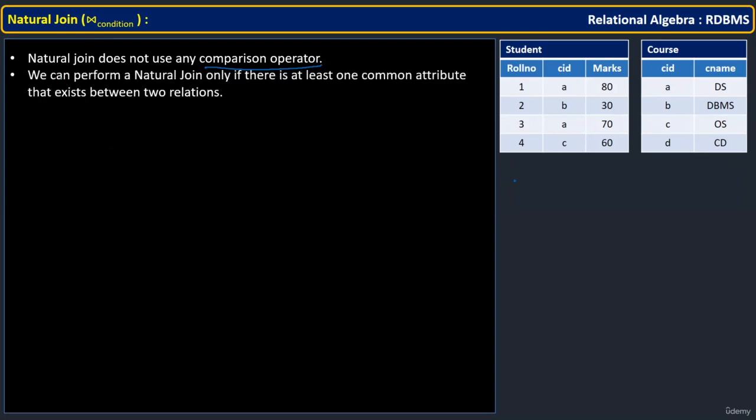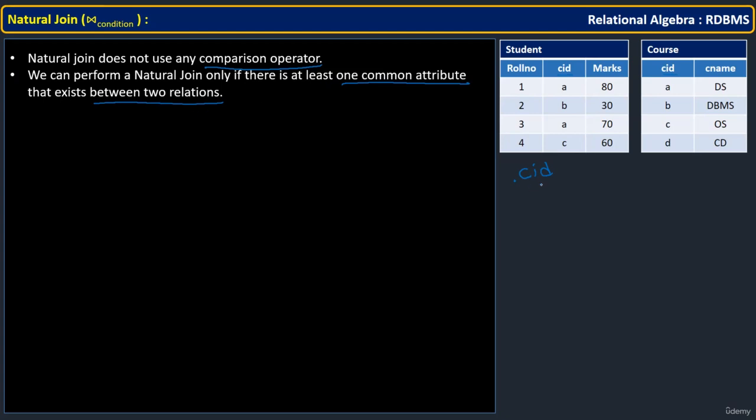So let us see. We can perform natural join if and only if there is at least one common attribute existing in both the relations. So there must be at least one common attribute. That is what you can see in the student table and the course table. What is the common attribute? CID is the common attribute. So CID is common in both the tables, right? So one attribute is there which is common.